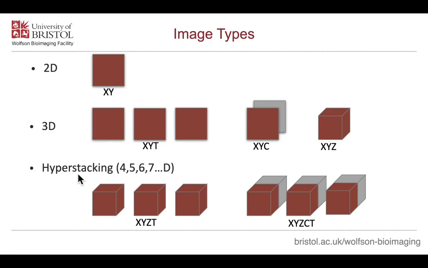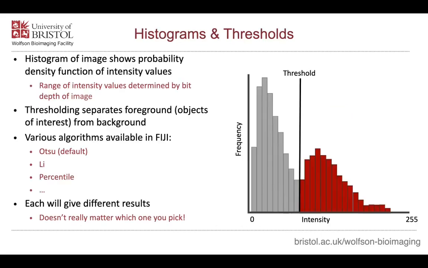So we can have XY for 2D, or even just X and time. 3D, XYZ or XYT, XY and different channels. And then hyperstacking is when you start mixing all these different parameters together. So you can have XYZ, so 3D data sets in terms of 3 spatial dimensions and time, or 3 spatial dimensions and time and 2 different colors, and the list sort of goes on.